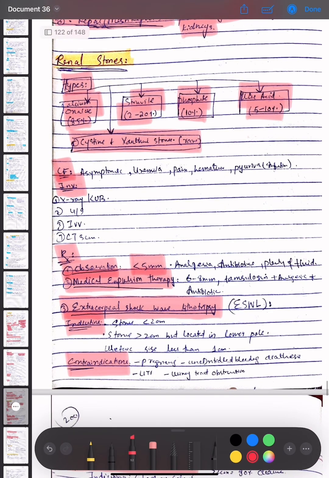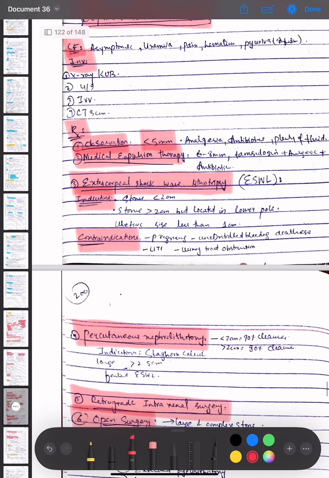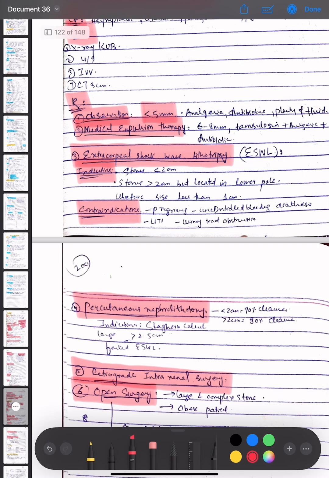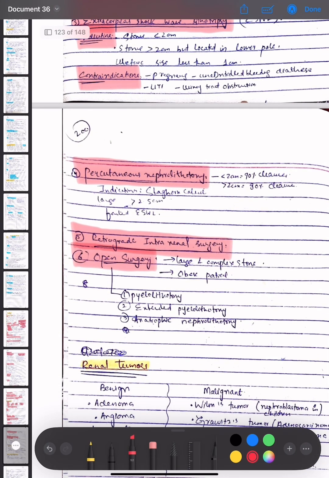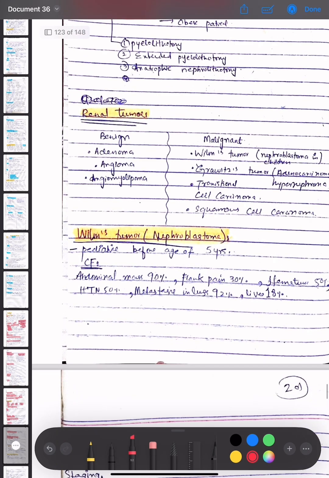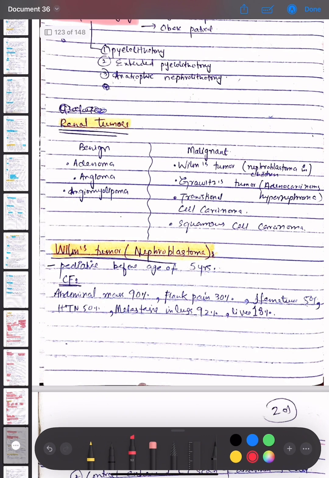There are 5 basic types, then the clinical features, then investigations that are done for renal stones, then the treatment options: observation, medical expulsive therapy, extracorporeal shock wave lithotripsy with its indications and contraindications, then percutaneous nephrolithotomy, retrograde intrarenal surgery, and then open surgery. Now coming towards the renal tumors, there are benign renal tumors and malignant renal tumors.